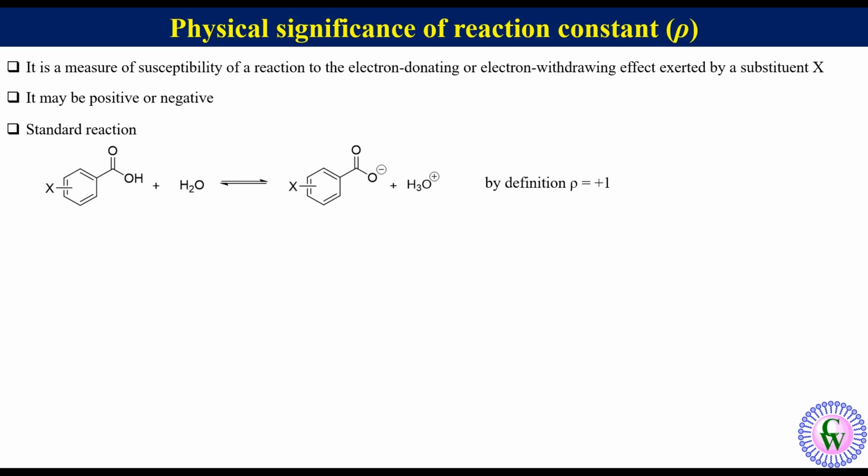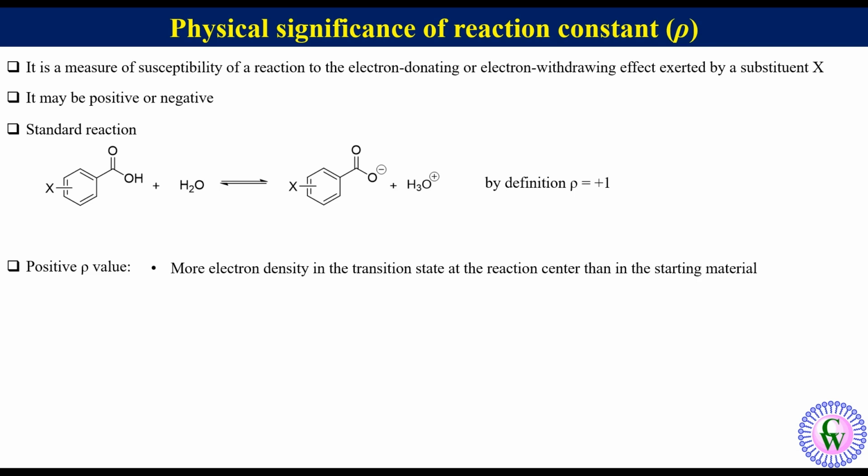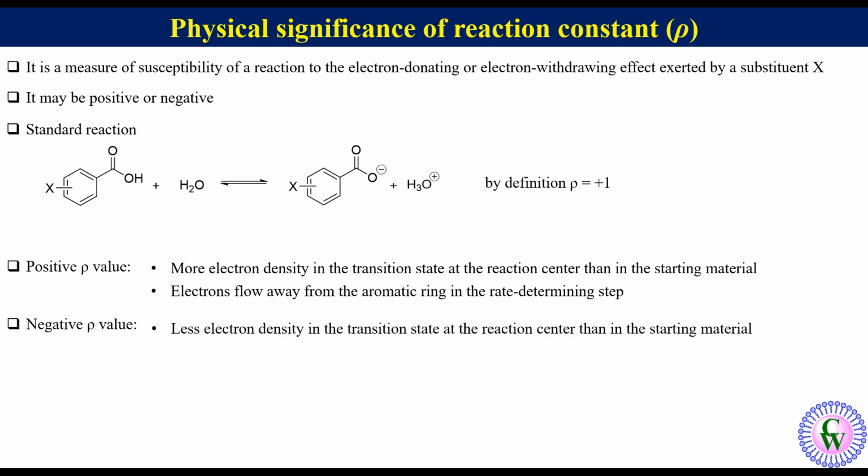A positive rho value suggests more electron density in the transition state at the reaction center than in the starting material. That is, electrons flow away from the aromatic ring in the rate determining step, while a negative rho value suggests less electron density in the transition state at the reaction center than in the starting material. That is, electrons flow towards the aromatic ring in the rate determining step.